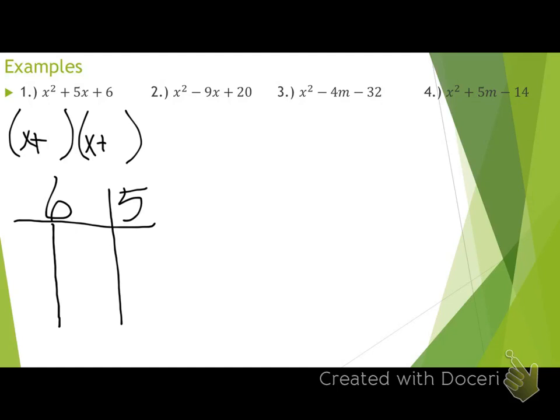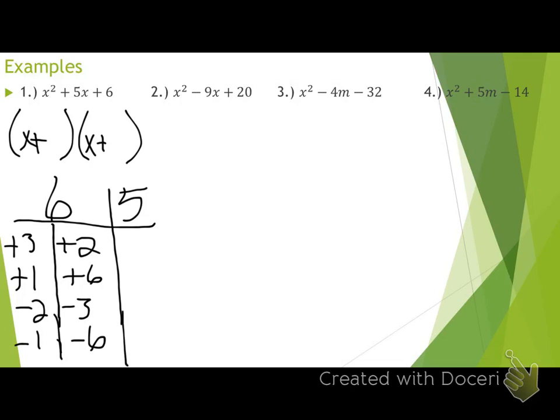Solve the T-chart. So I'm going to list all the factors of 6 underneath 6. What things multiply to give me 6? 3 and 2. Positive 3 and positive 2. What else multiplies to give me 6? 1 and 6. Positive 1 and positive 6. What else? Negative 2, negative 3. What else? Negative 1, negative 6. Is that all that multiplies to give me positive 6, or is there more? That's all. It's all that multiplies to give me positive 6.